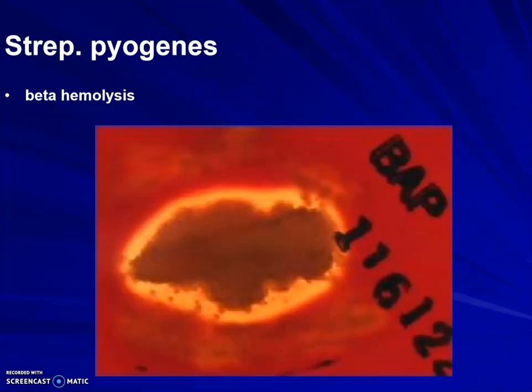You can confirm the growth of Streptococcus by growing them on blood agar. So you have here this red background. This is all blood agar, and then here's the growth of the bacteria.